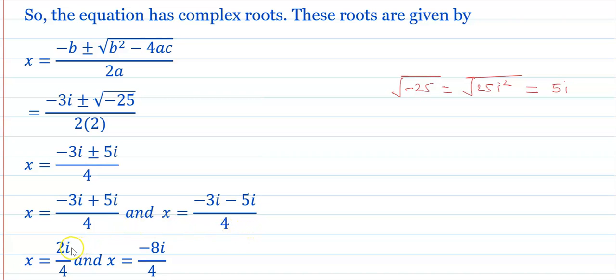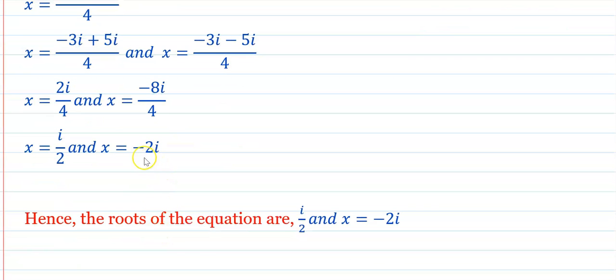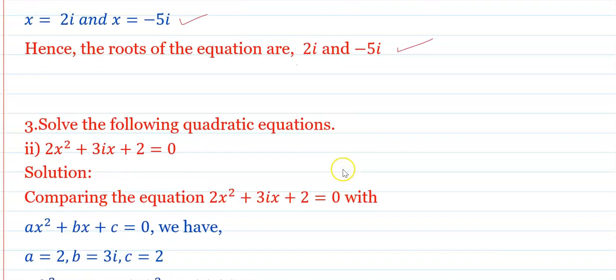Minus 3i plus 5i is 2i upon 4. Then x equals minus 3i minus 5i upon 4, which means minus 8i upon 4, so you will get x equals minus 2i. And 2i upon 4 means i upon 2. Hence the roots of the equations are x equals i by 2 and x equals minus 2i.